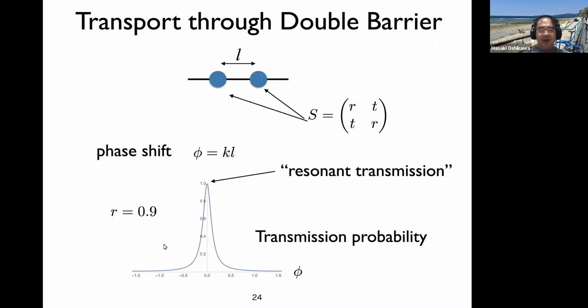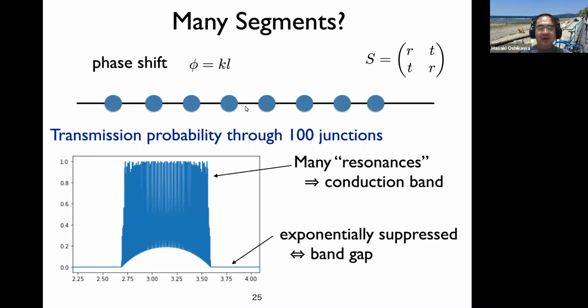But once you take the multiple reflections and the interference into account, then transmission through the double barrier can be enhanced. So this is nearly 100% transmission at certain phase shift. So this is an example of resonant transmission. Okay. So then we can extend a similar calculation to many barriers. So a longer network, a 1D network with many junctions. So this is more non-trivial, but actually you can solve this exactly. So this is like a good exercise for quantum mechanics.